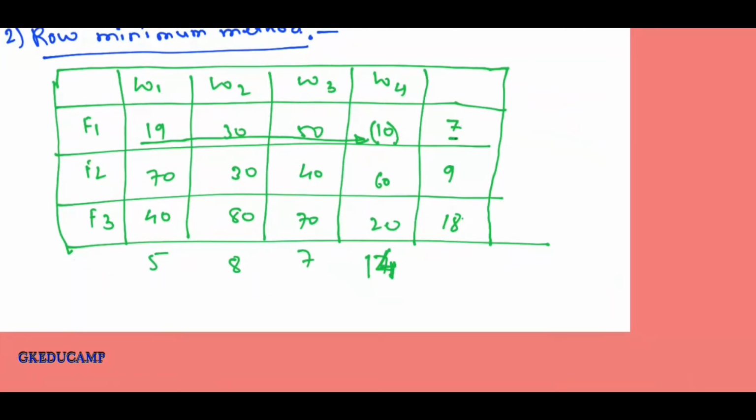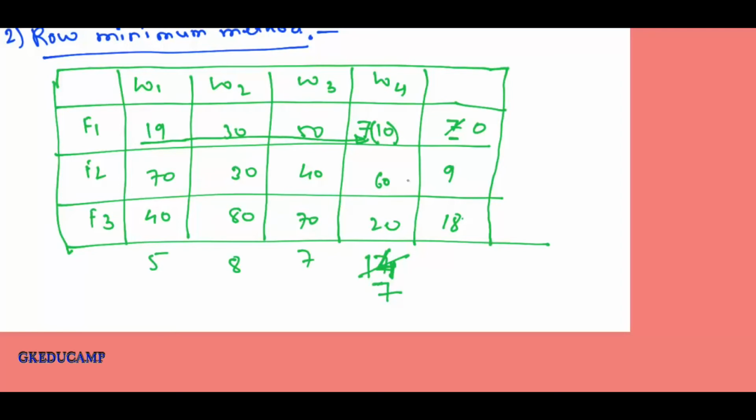First allocate, here you have 7 and 14. So which one is the minimum? 7. So allocate 7 first and it will become 0, and here it will become 7, and this row is completed. And again go to the factory 2 and factory 3 rows.